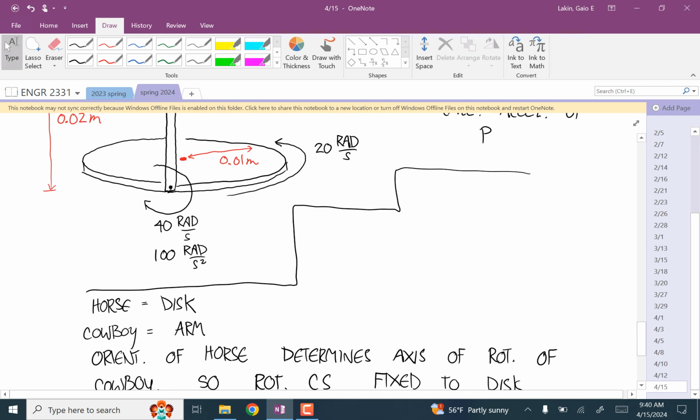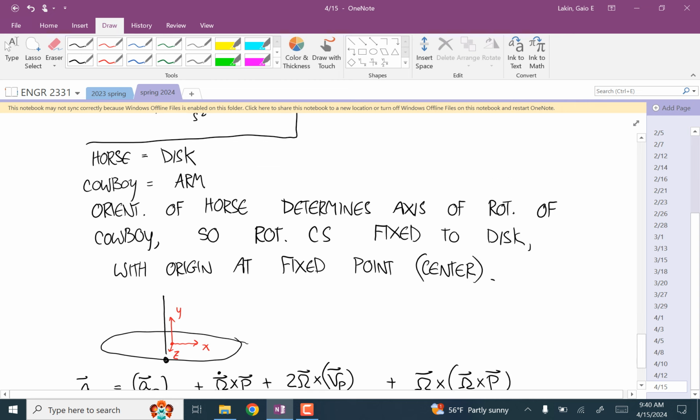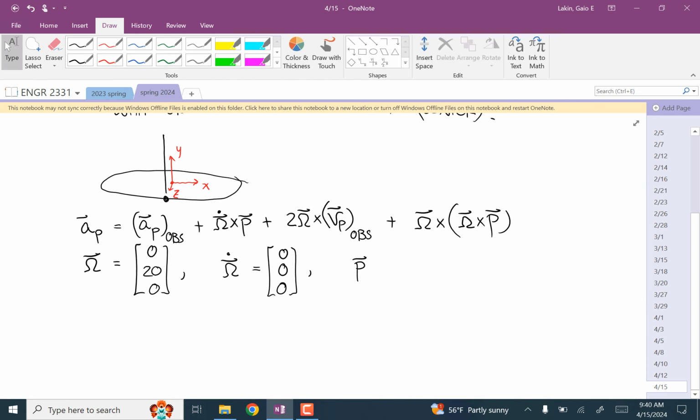And then P. Remember, we're looking for the position vector of that point P. So it's going to be 0.1 in the positive Z direction, 0.01 in the positive Z direction, and then 0.02 in the positive Y. So 0, 0.02, 0.01.